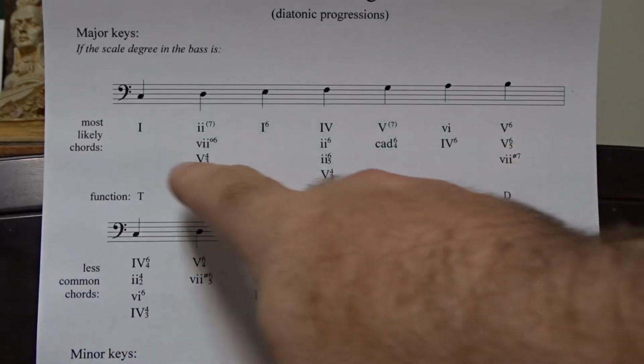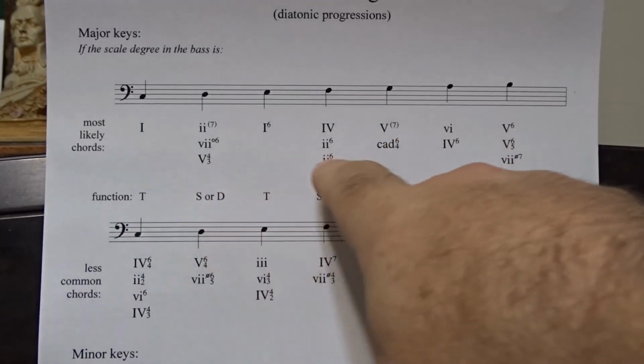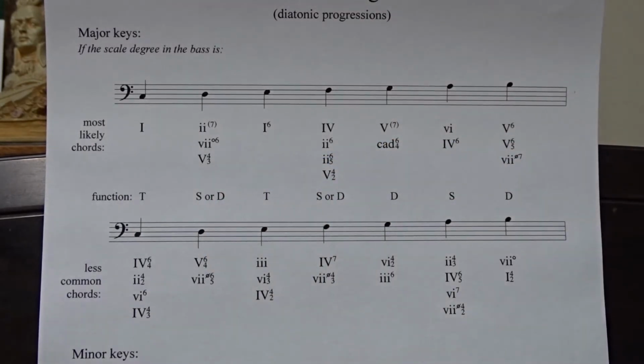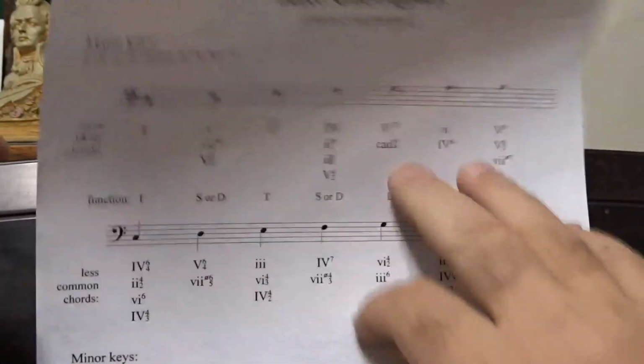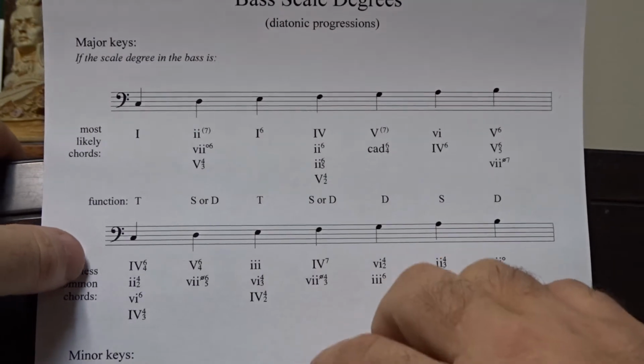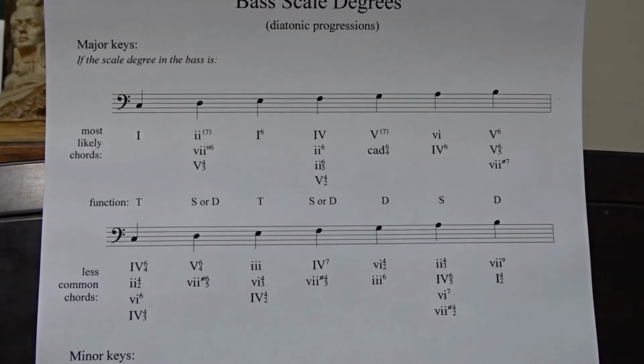Okay, so we've talked about 1, 3, 5, 6, and 7. Now scale degrees 2 and 4 are a lot more variable. You can see that they can support a subdominant function chord or a dominant function chord. A dominant function chord is going to have a ti in it, a leading tone, whereas a subdominant will not. So on scale degree 2, we can have a 2 chord, or we can put a 7th on there. So that's a subdominant function.